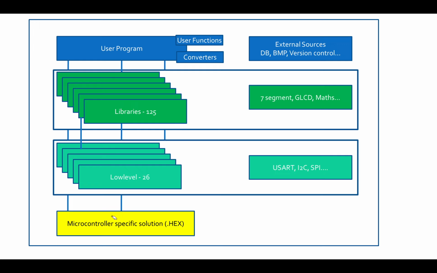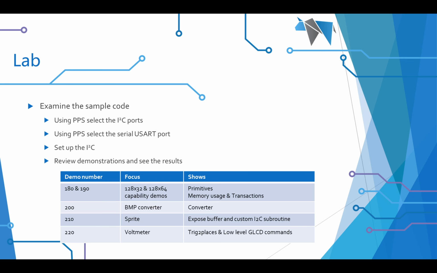And then each time, depending on what chip, it's a microcontroller specific solution. And that would include, obviously, the hardware as well. So there's hardware involved, and I will change the hardware as we go along. So what we're going to do is we're going to always look at the PPS, make sure the PPS is set up. We're going to make sure we've got the I2C set up in all cases.